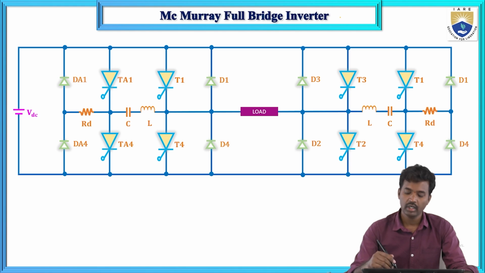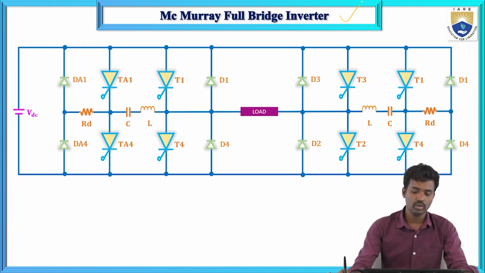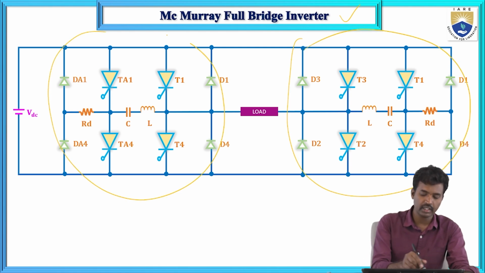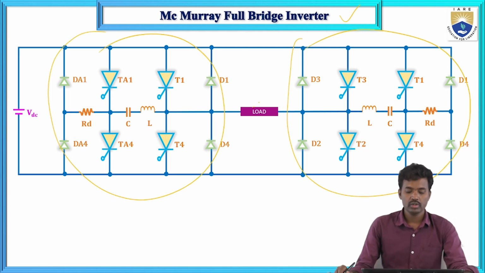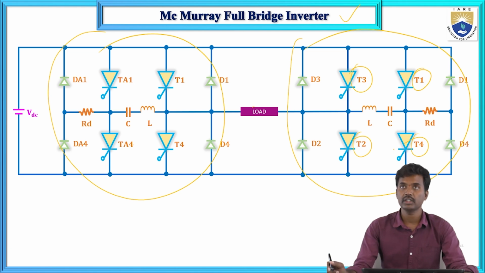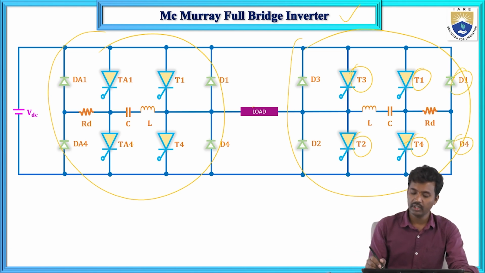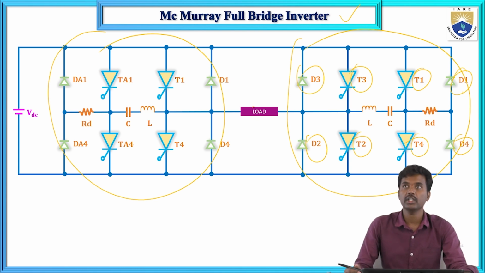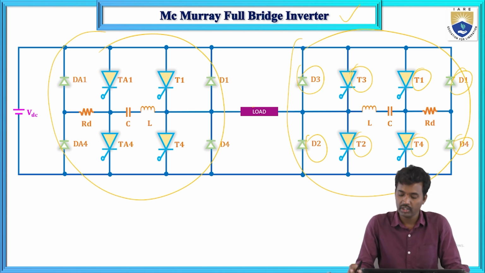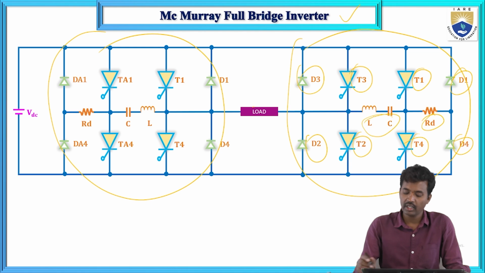So what are the elements here? This is the main thyristor, this one is the auxiliary thyristor, and this one is the load. In total there are the main thyristors T1, T2, T3, T4 and diodes D1, D2, D3, D4. So four main thyristors and four main diodes. These diodes and thyristors are connected in anti-parallel fashion. The R and L are connected as the load.